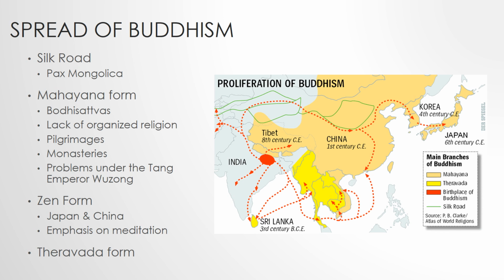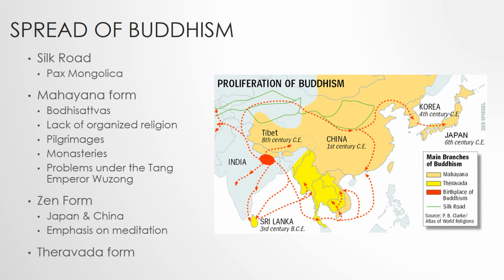Pilgrimages are super important as well in Buddhism. We will see pilgrimages from the Chinese into India to look and see the different sacred sites associated with Buddhism. The Bodhi tree that he sat under is a sacred site, and to go to the original place of the founding of Buddhism is just as important to Buddhists as going to Jerusalem was for Christians during this time period.